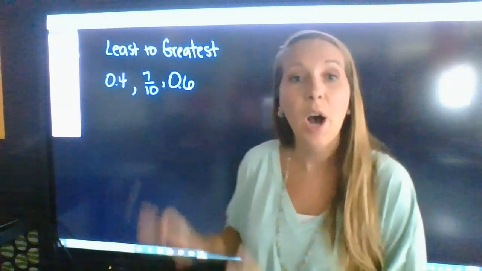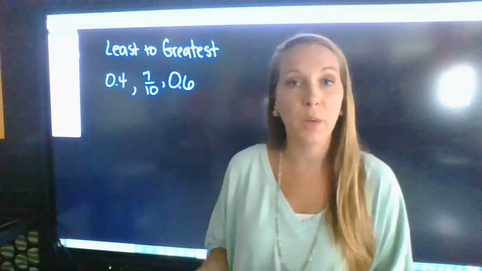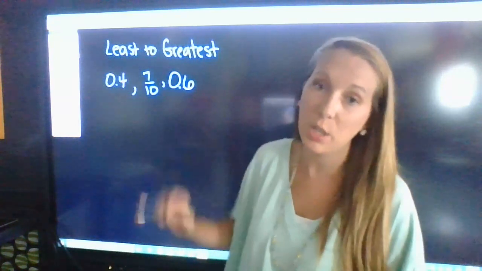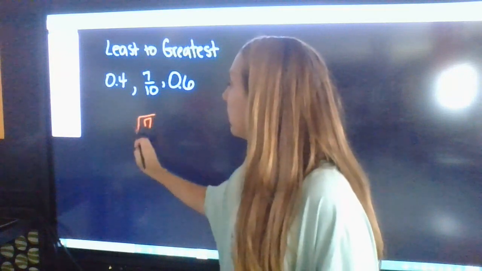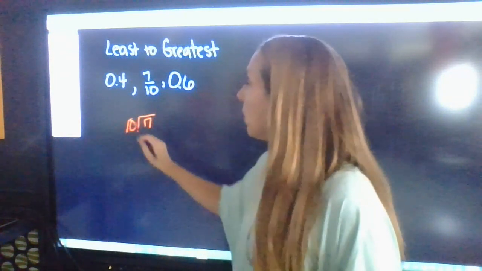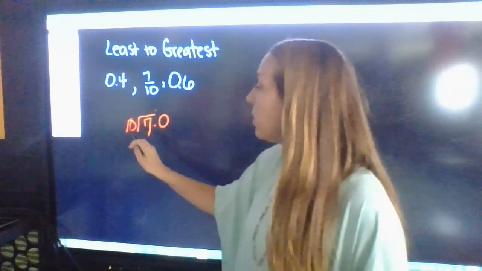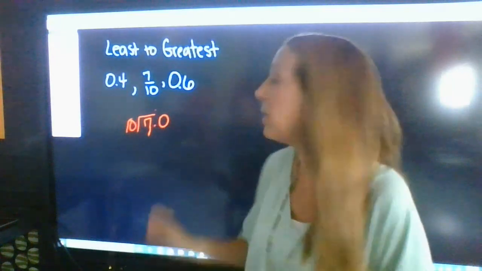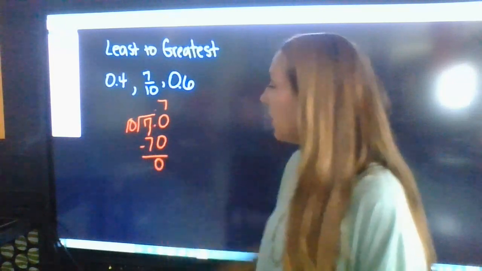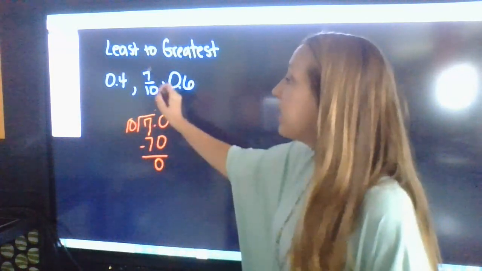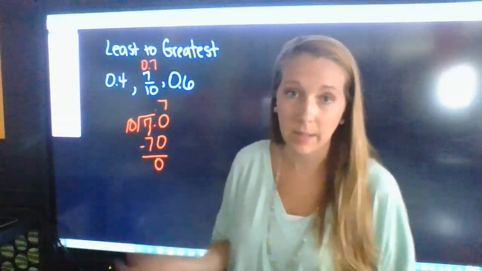All right, so least to greatest. Now, if you notice on these least to greatest, we have 2 decimals and a fraction. The easiest thing that we could do here is to take that 7/10 and change it to a decimal, then order them. So let's look at this. We're going to do 7 divided by 10. Well, 10 cannot go into 7, but it can go into 70 7 times. So that's going to be 70, and we get a 0 there for a remainder. So 7/10 is the same thing as 0.7 as a decimal.